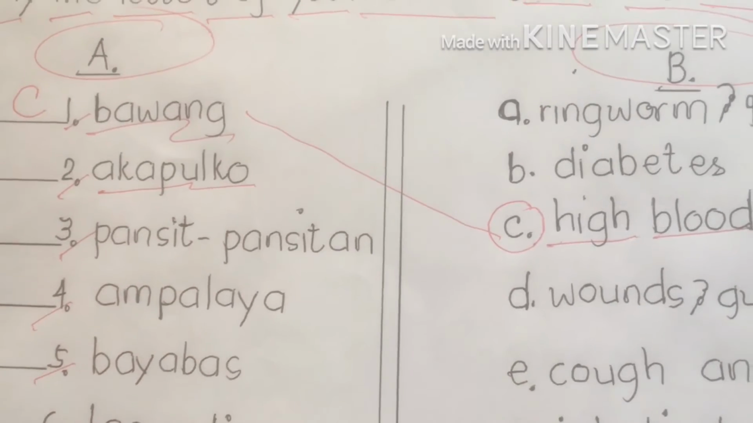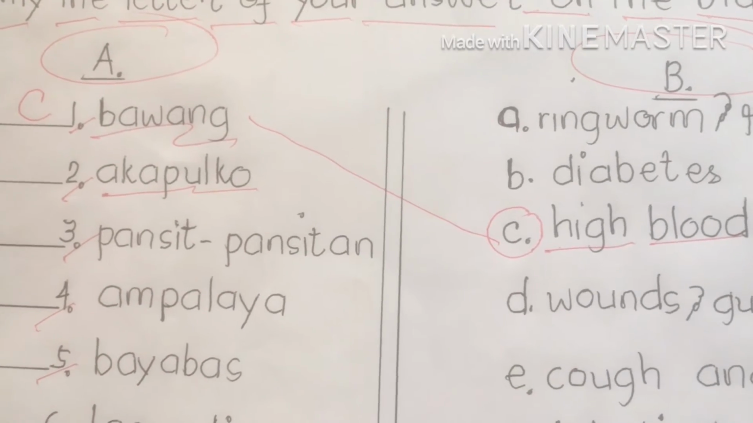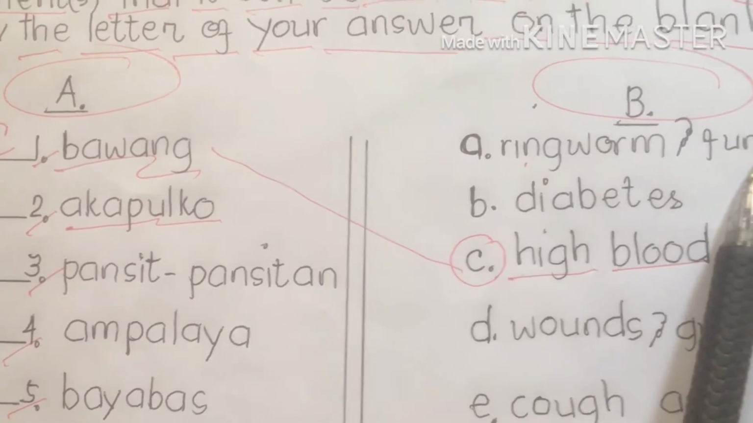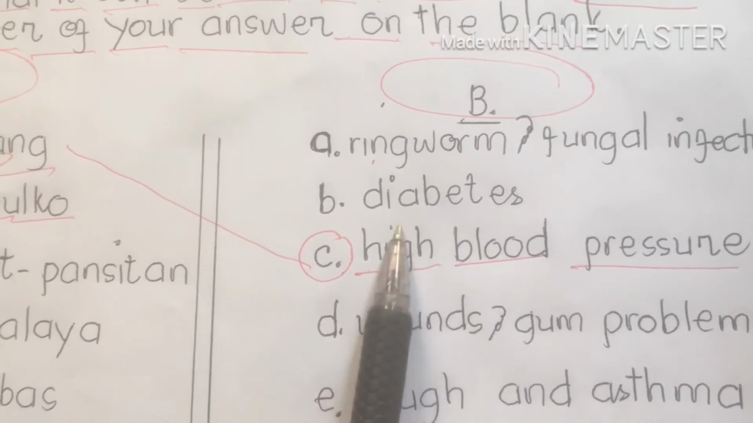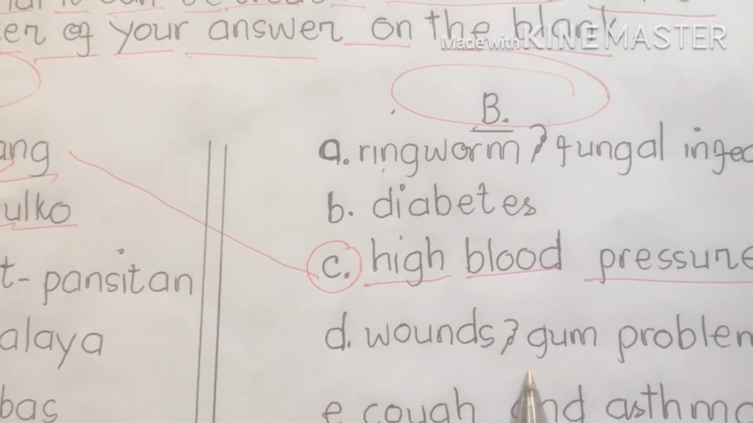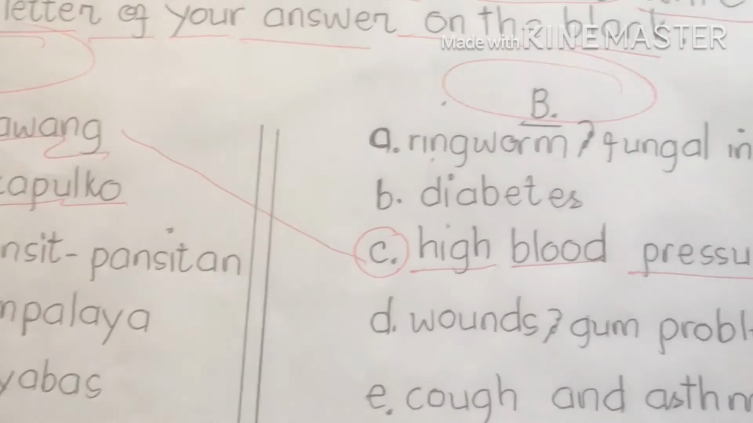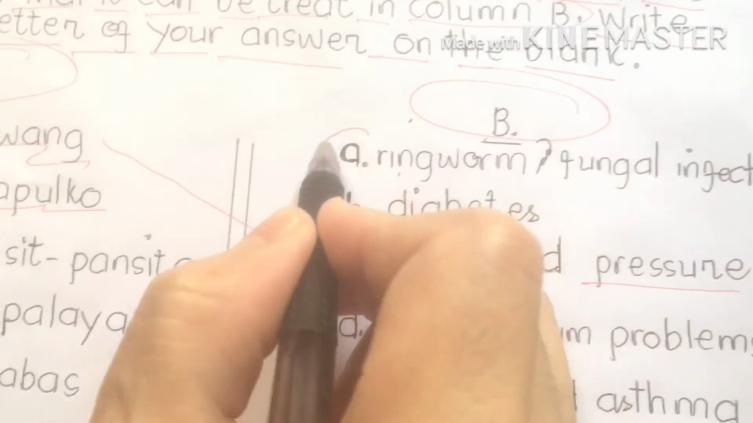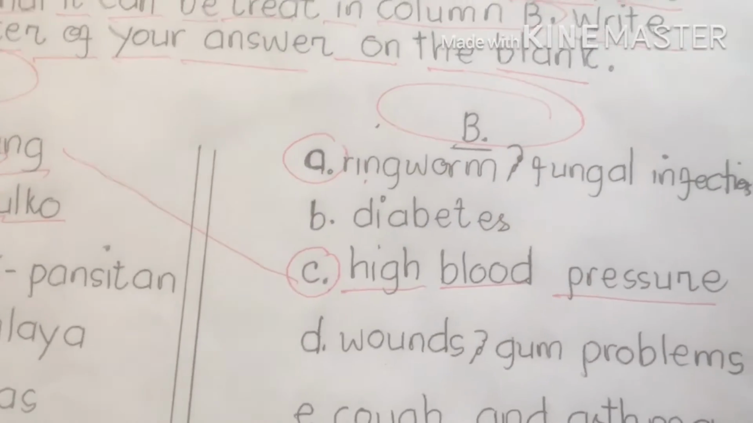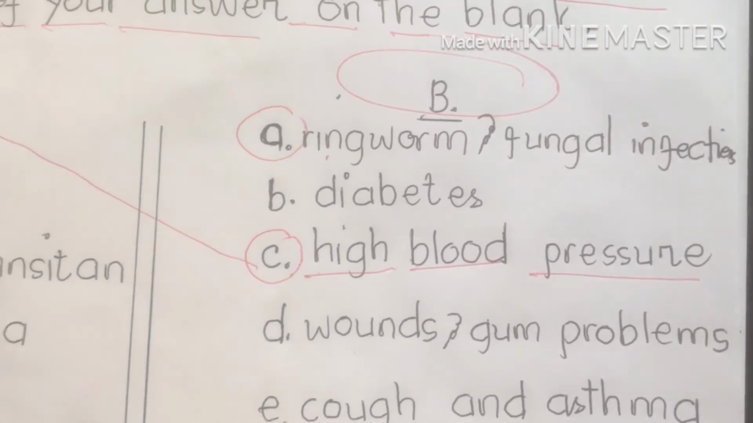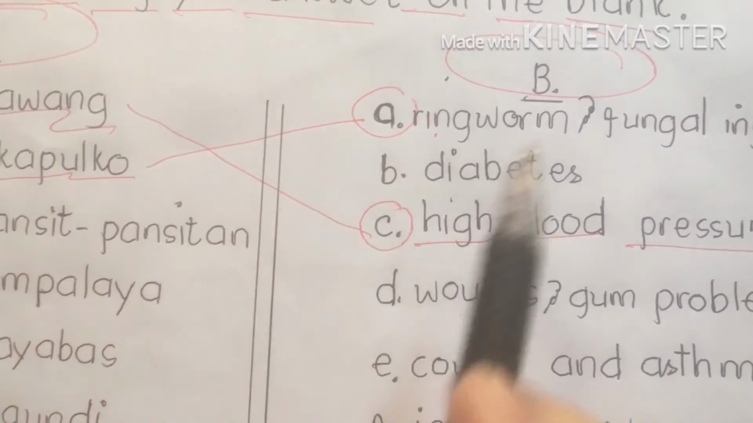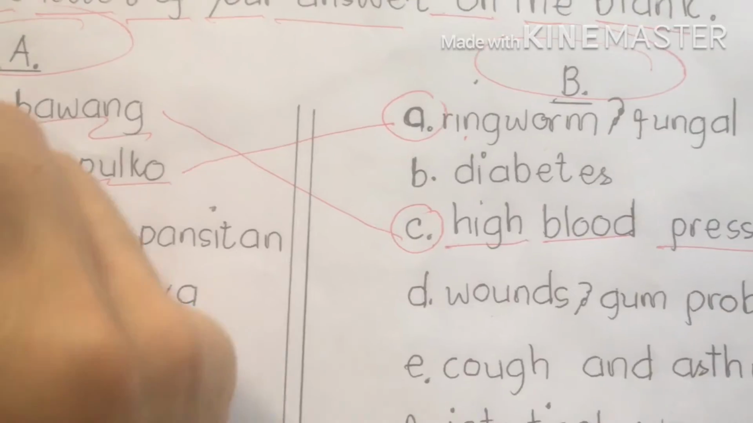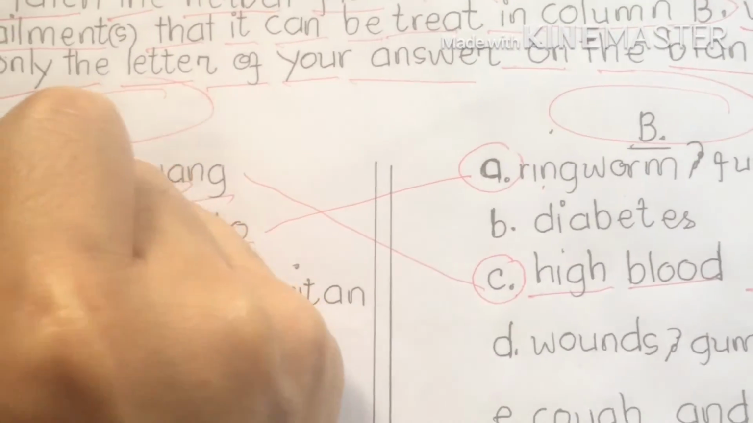Number 2, Acapulco. What is Acapulco for? Okay, choices are ringworm and fungal infections, diabetes, or wounds and gum problems. Okay, I'm going to choose the right answer for number 2. Okay, that is ringworm and fungal infections. That is Acapulco.